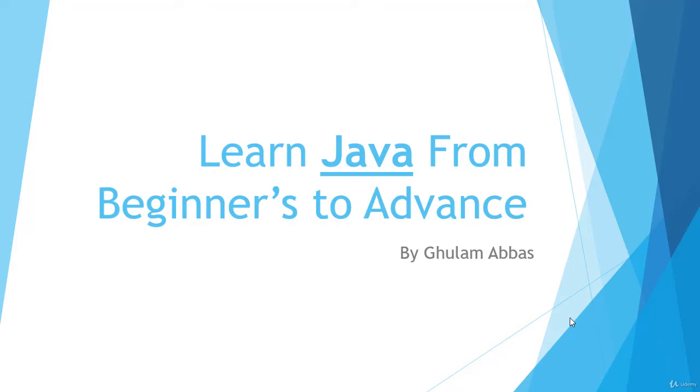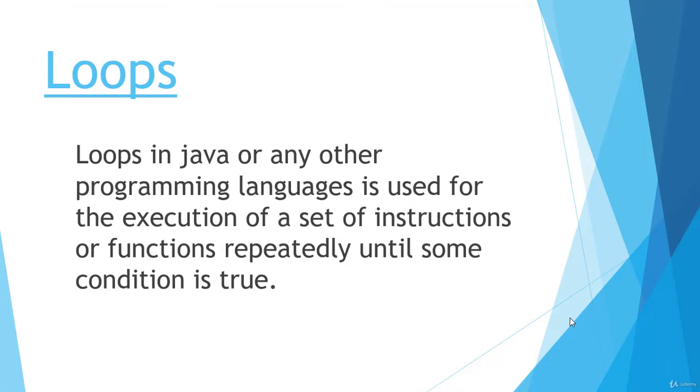Today we are going to start our new section in which we learn about the loops. Loops in Java or any other programming language are used for the execution of a set of instructions or functions repeatedly until some condition is true. Means if we want to repeat a statement a number of times, then we use loops.